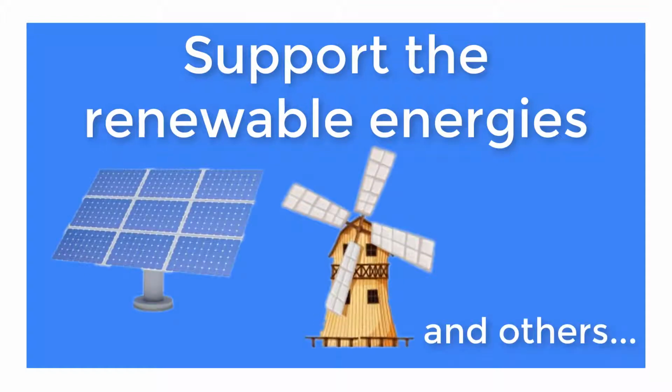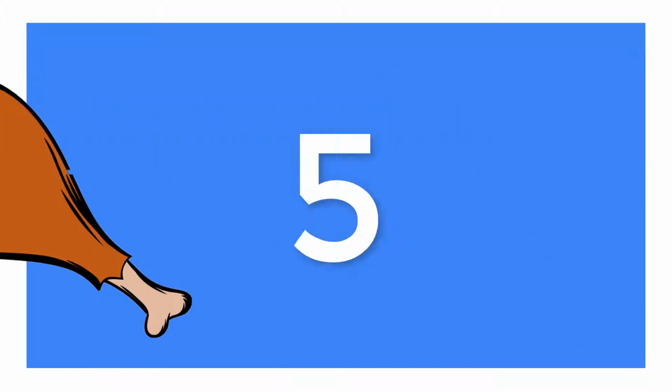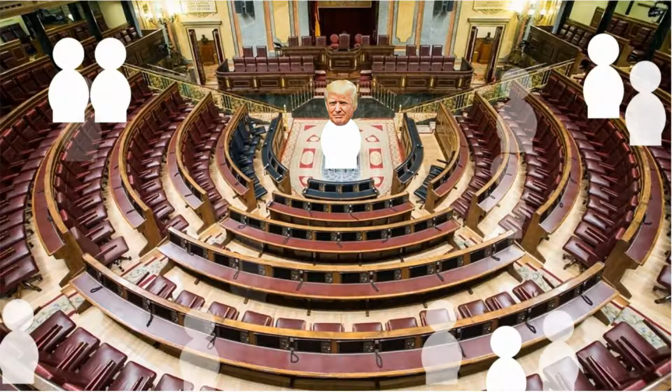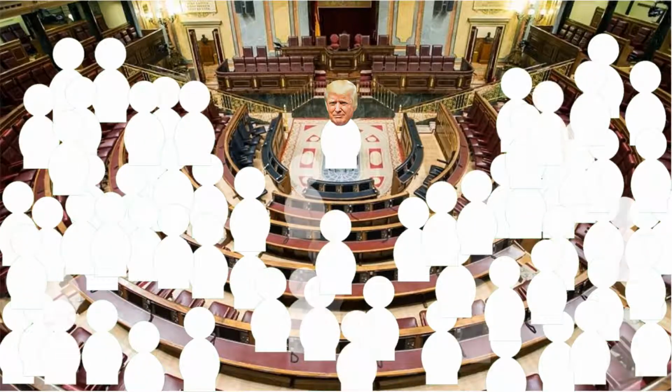Number 3. Support the use of renewable energy such as solar, wind, etc. Number 4. Producing a hamburger requires about 2,500 liters of water. Lower your meat consumption as much as you can. Number 5. Organize against pollution and support corporations that are ecologically responsible.